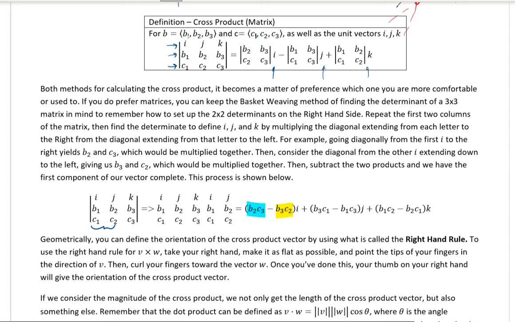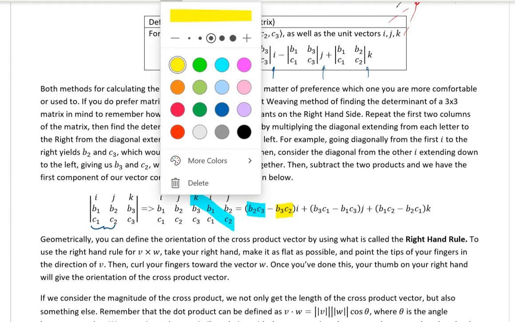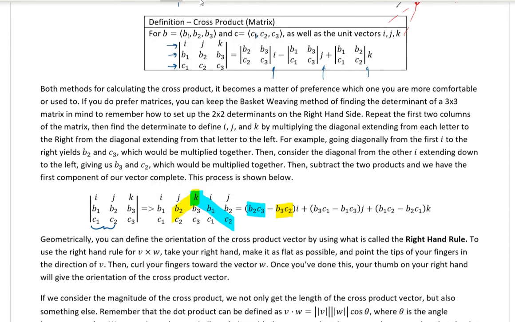Then, lastly, with k, there's only one k, but we can make full diagonals. B1C2 minus B2C1.